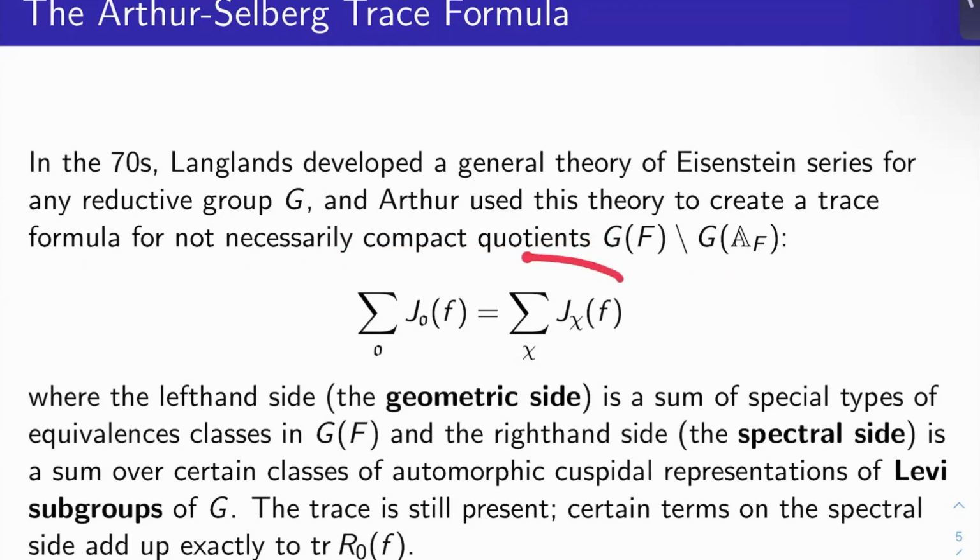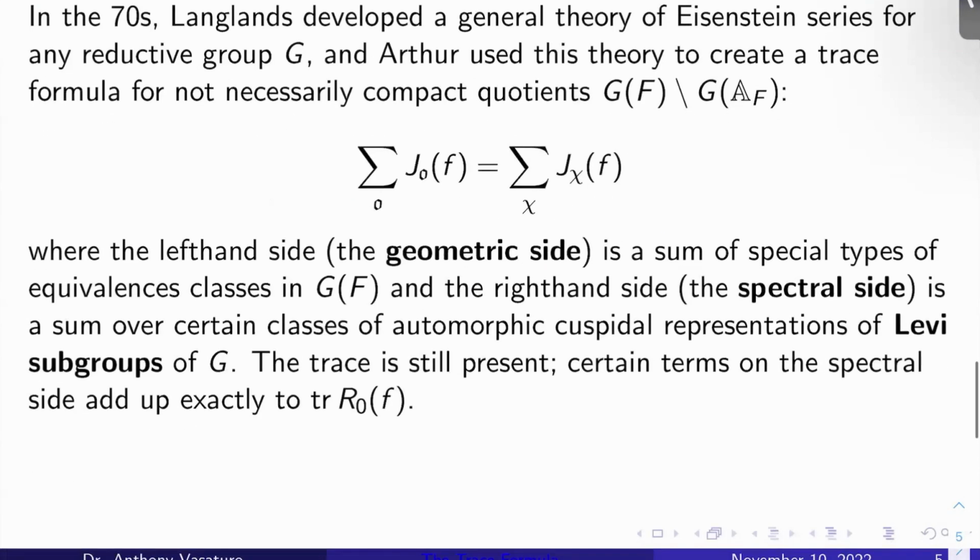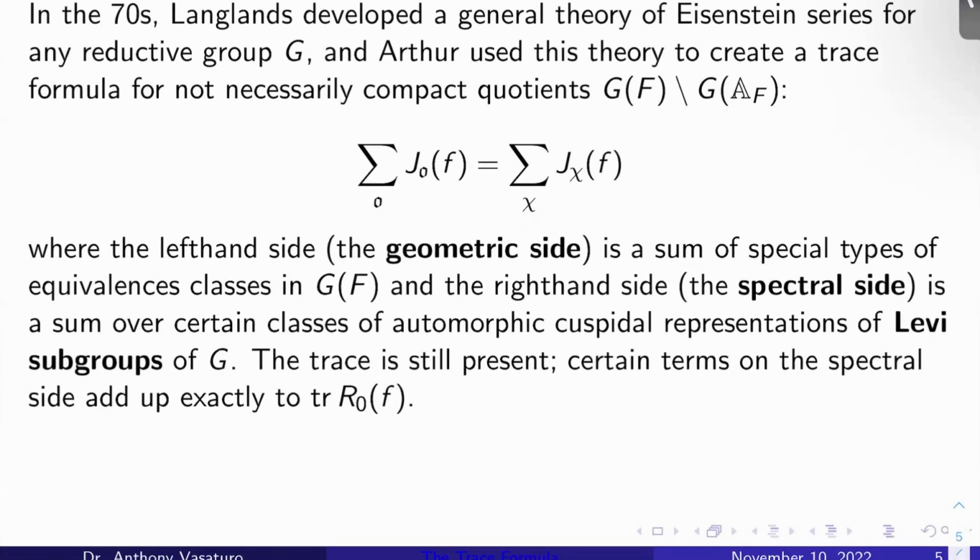And here's the formula. It can be written very elegantly. The sum over O of J sub O of F equals the sum over chi of J sub chi of F. The left-hand side is called the geometric side, and the right-hand side is called the spectral side.